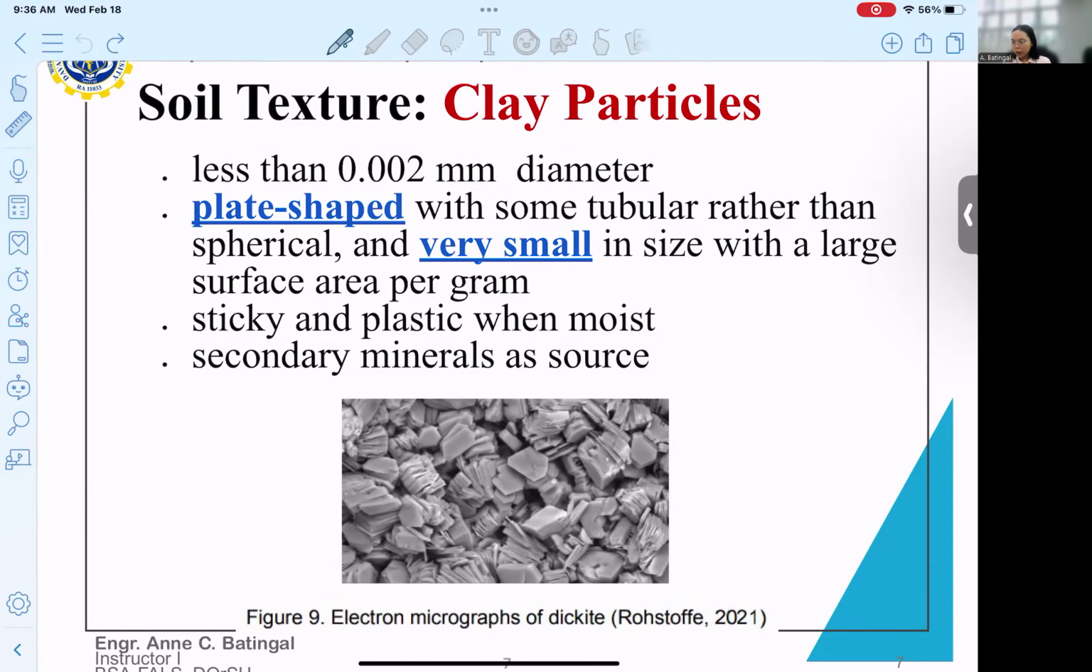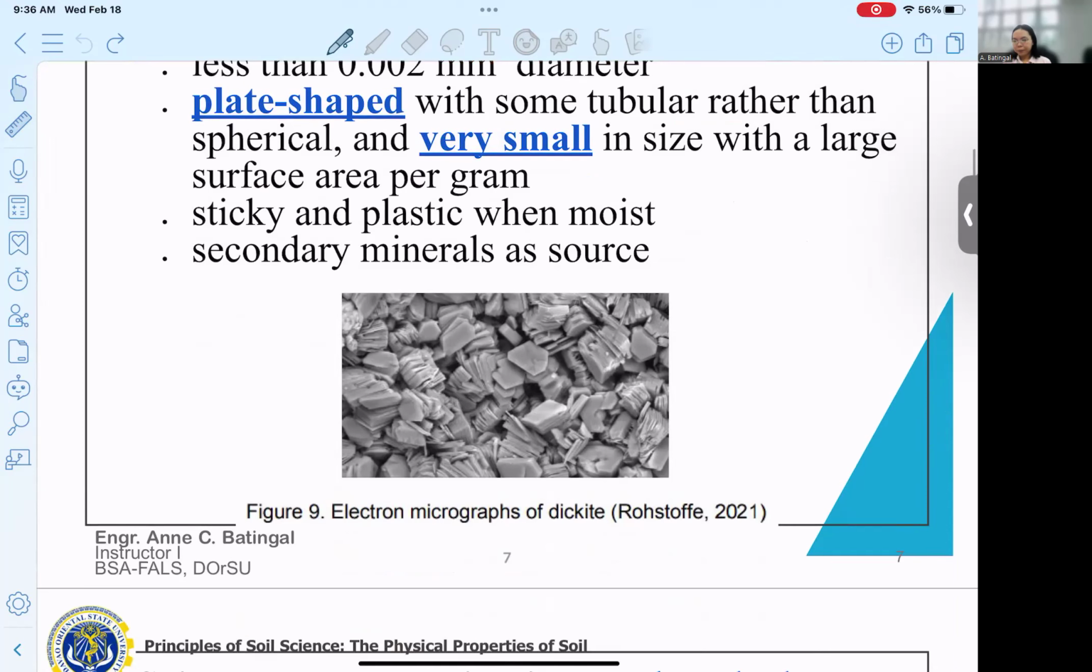Okay, so sa photo here, it shows the electron micrographs of your clay particles. So it is plate-like in shape.